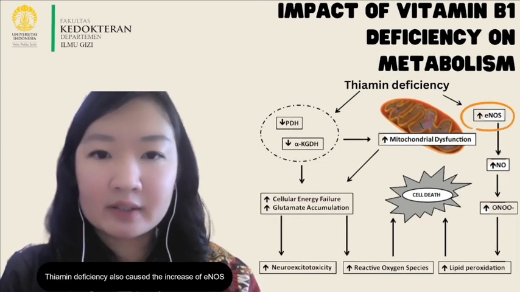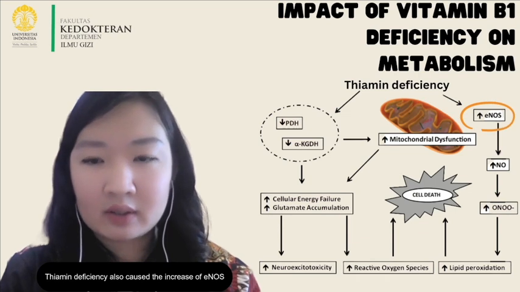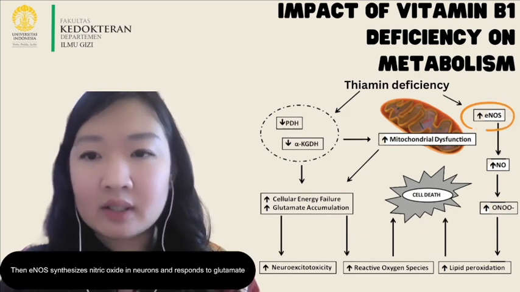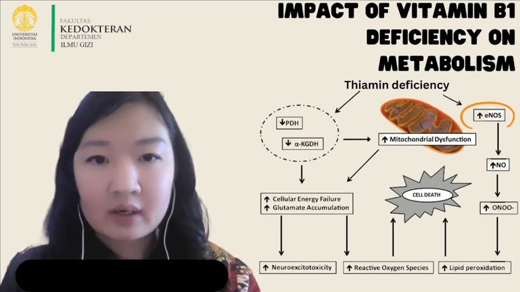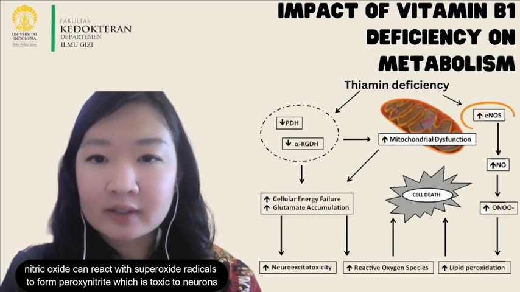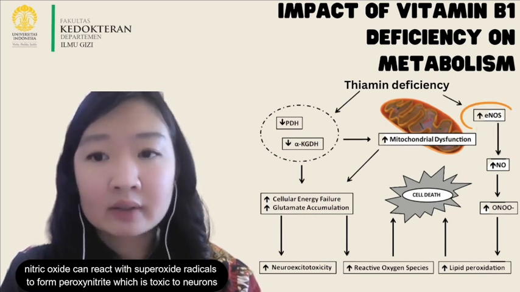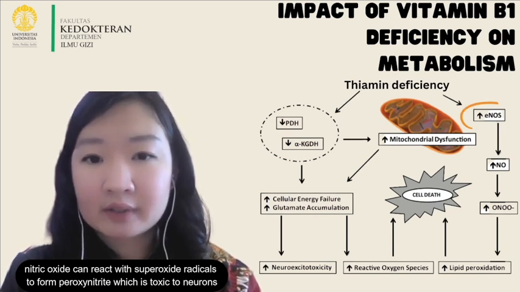Thiamine deficiency also causes the increase of eNOS. Then eNOS synthesizes nitric oxide in neuron and respond to glutamate. Nitric oxides can react with superoxide radical to form peroxynitrite, which is toxic to neuron.